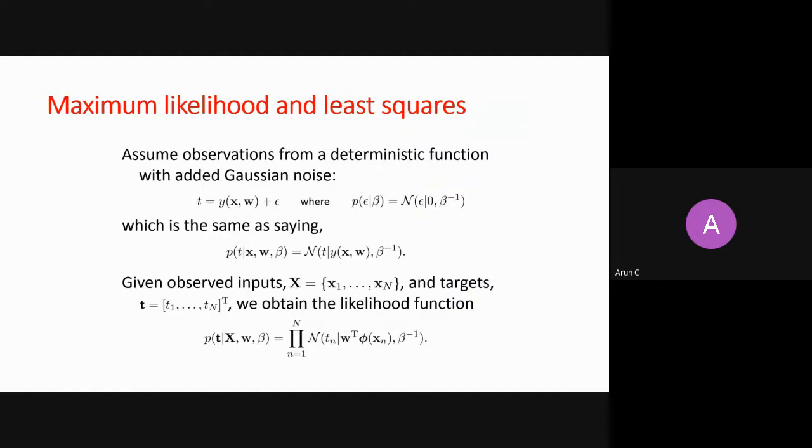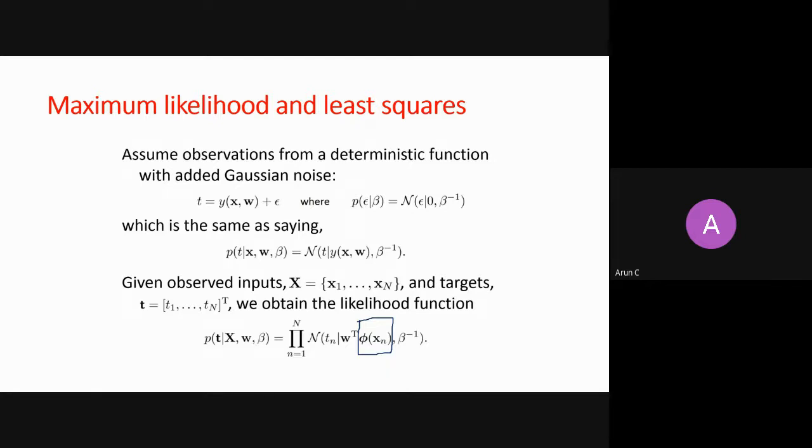So from here onwards, whatever I discuss, assume that we have already transformed X using basis functions. So every time, rather than writing X, we will be using phi of X, right? It means we are using the transformed version of our input variable.